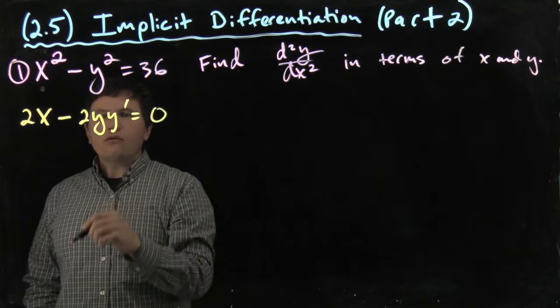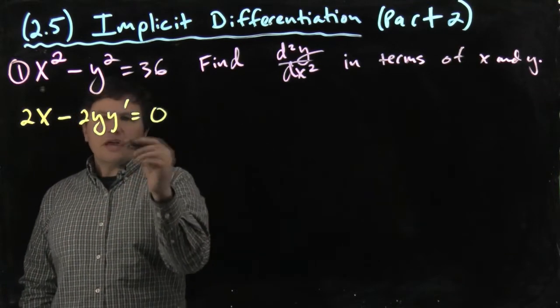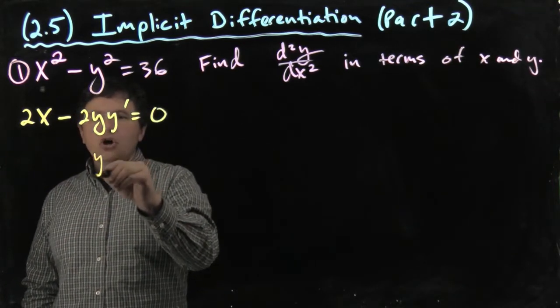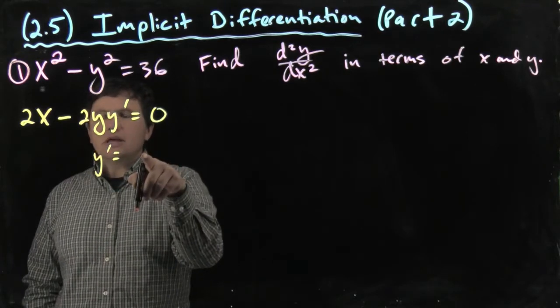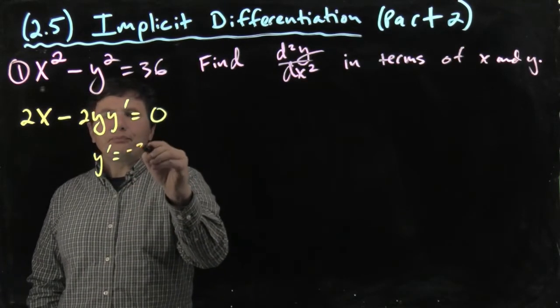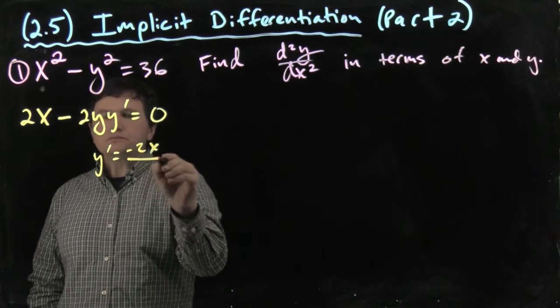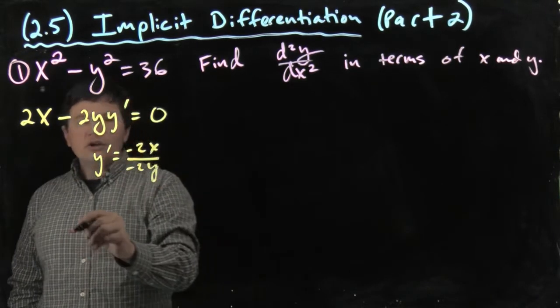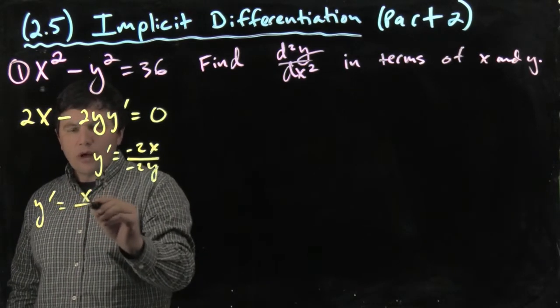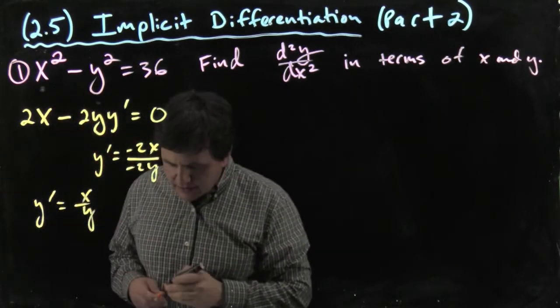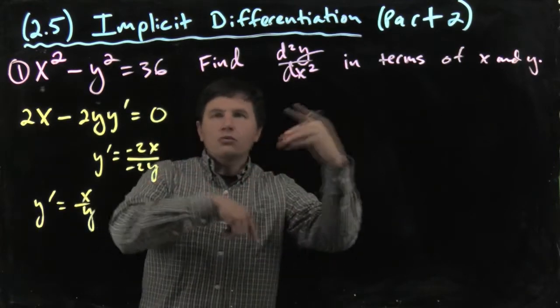Okay, so let's solve for y prime. At this point, however much work you want to show, I'm just going to go ahead and subtract this 2x over here, and then divide by negative 2y. So simplified, y prime is equal to x over y. And we do want to simplify these because we are going to work with it.